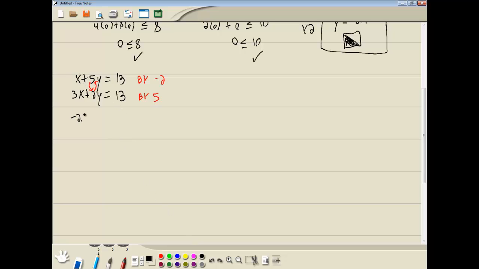-2 times x is -2x, -2 times 5y is -10y, and -2 times 13 is -26. 5 times 3 is 15x. 5 times 2 is 10y. 5 times 13 is 65. And now I want to add these equations. -2x plus 15x is 13x. -10y plus 10y drops away. -26 plus 65 is 39.